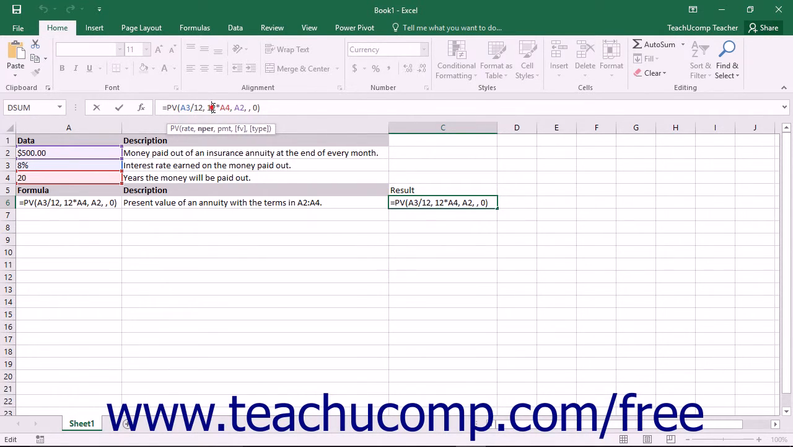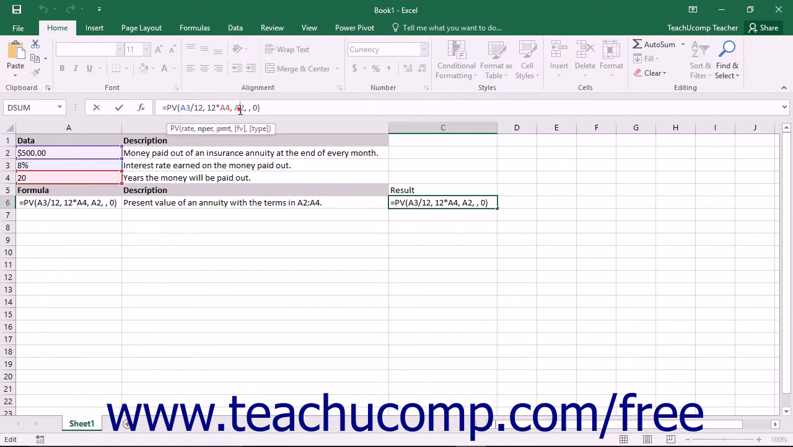Next is the number of payments, which is also a required argument. The total number of payment periods is what this argument represents. So for example, if you make monthly payments on a 6-year loan, the loan has 72 payments. You would enter 72 as the number of payments argument within the formula.